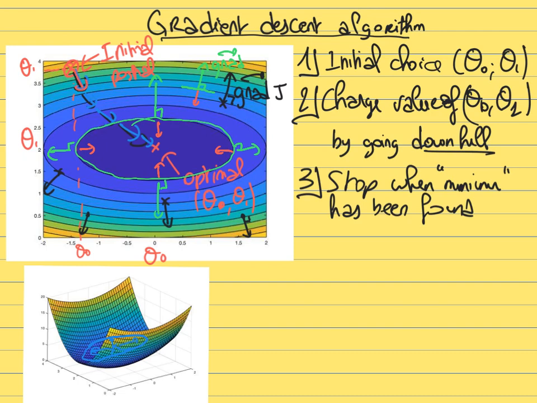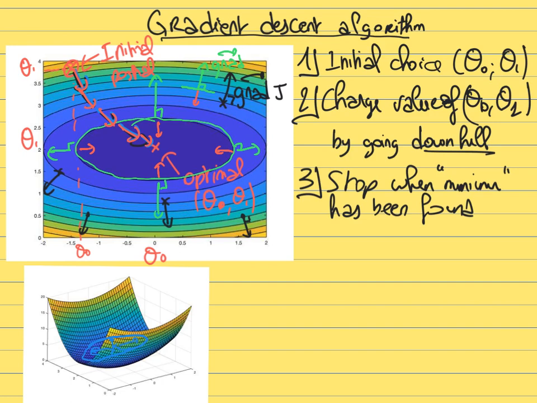When we start from the initial position, we always want to go downhill, because this is the way that is going to bring us to the minimum of this function. So in the case of the gradient descent algorithm, that's the main idea: you always go downhill. You will always change the values of theta naught and theta 1 by always going downhill.